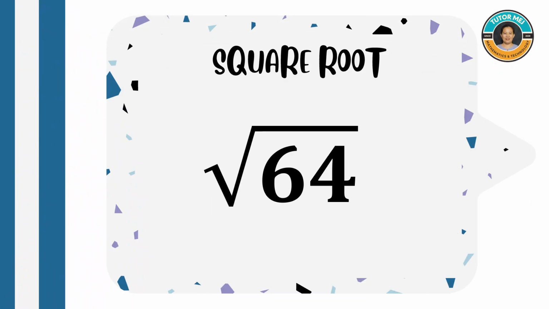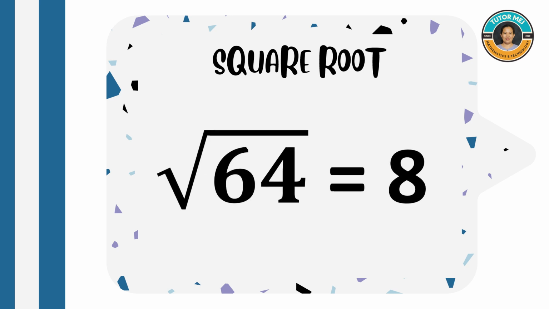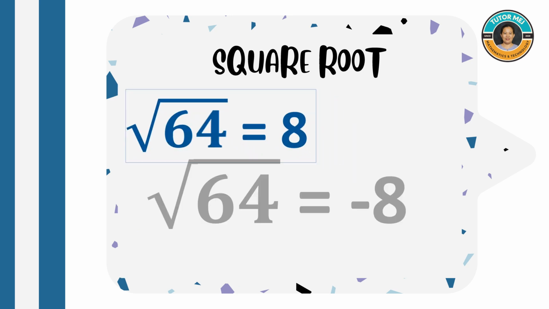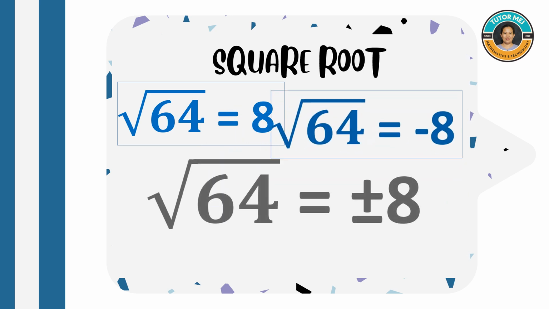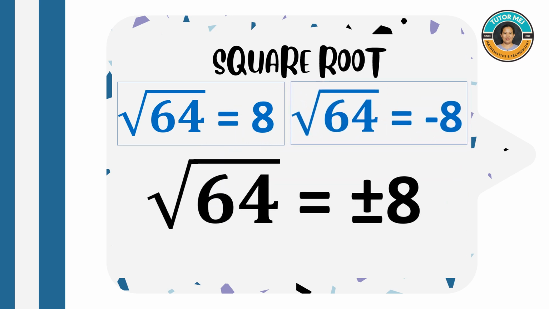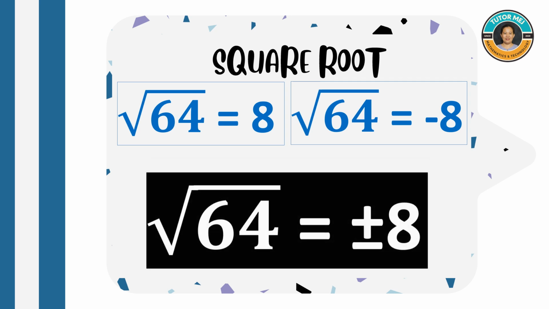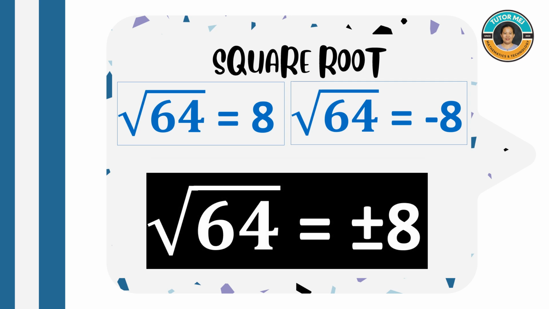What is the square root of 64? Square root of 64 equals positive 8. Square root of 64 may also be equal to negative 8. Therefore, square root of 64 is equal to plus minus 8.